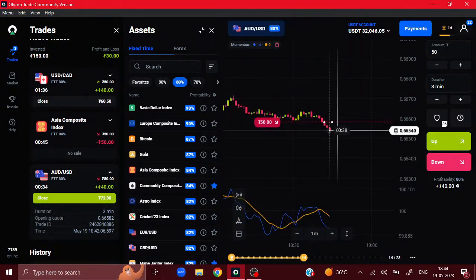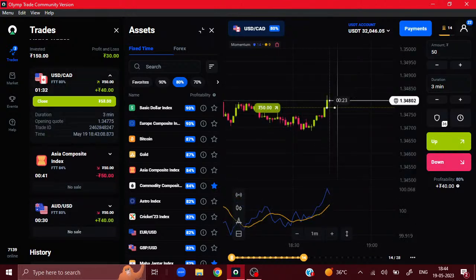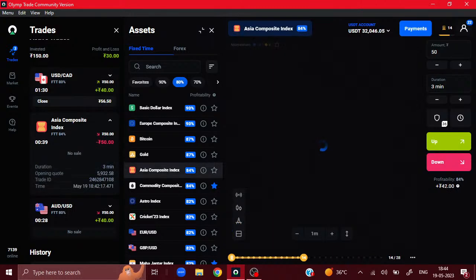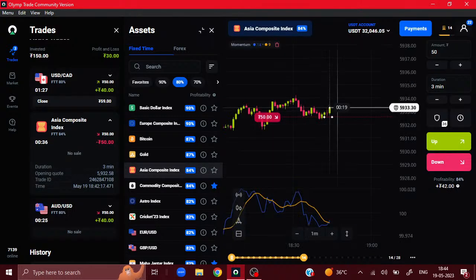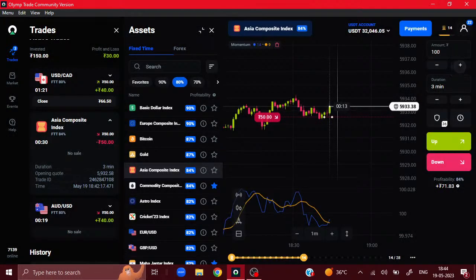Okay, so the AUD USD trade we have comfortably won. I think we will win this one. In the USD CAD also, I think we have a strong position. However, in the Asia Composite Index, the trade has gone against us. So in order to recover this lost $50, I will now increase the amount to 80 or to 100 maybe to recover this lost $50.